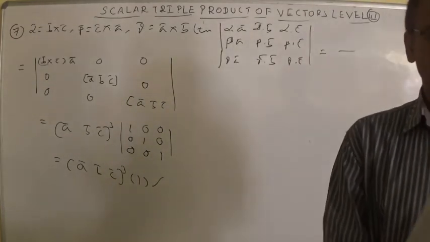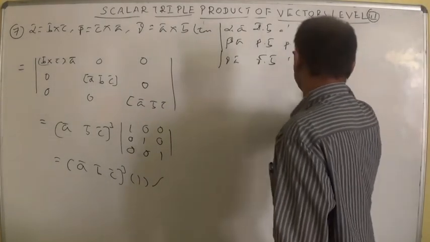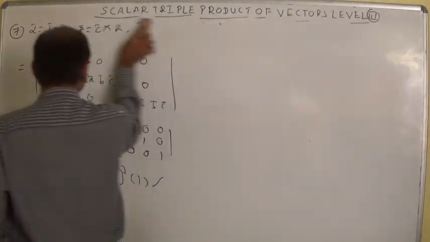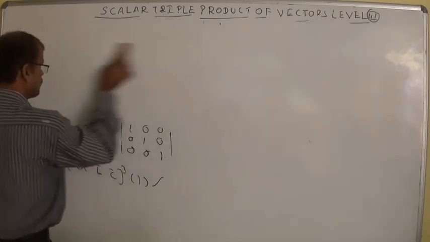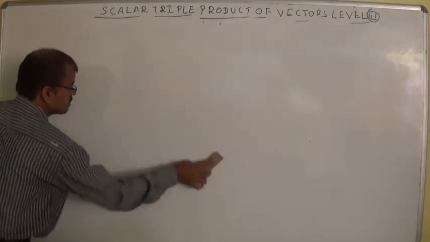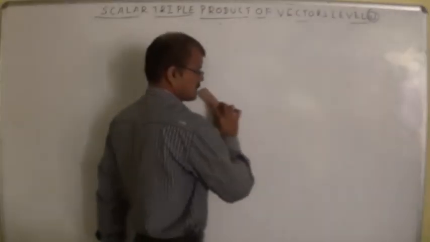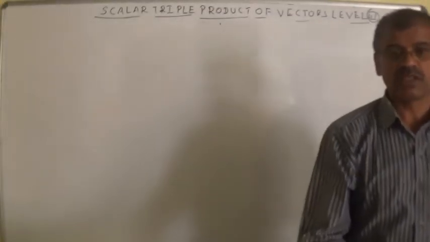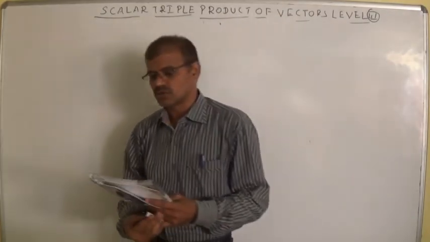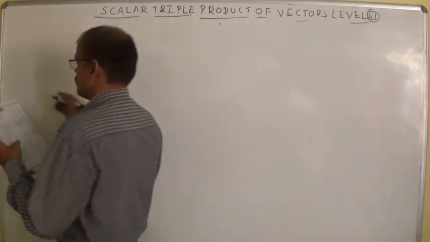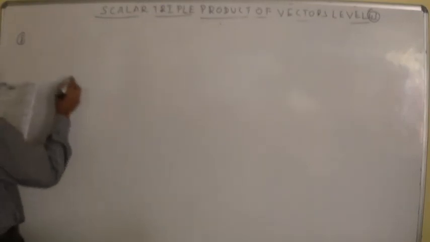B bar and C bar are any two non-collinear vectors. While solving a question, you should read the question and try to understand whatever data is given. In scalar triple product of vectors, the given data is most important, whether it is collinear or coplanar or non-collinear or non-coplanar, everything you should observe carefully. Now, 8th question: B bar, C bar are any two non-collinear unit vectors.